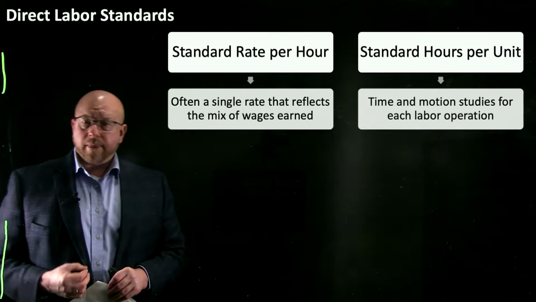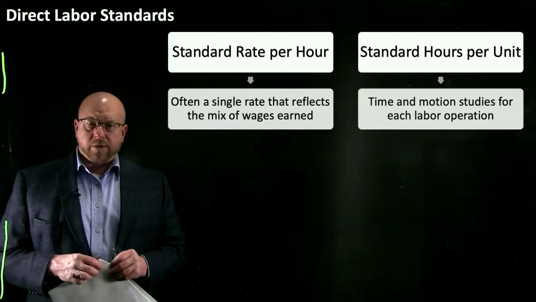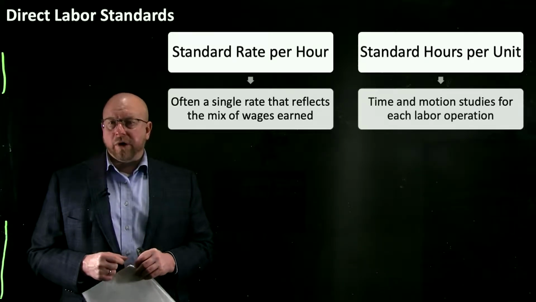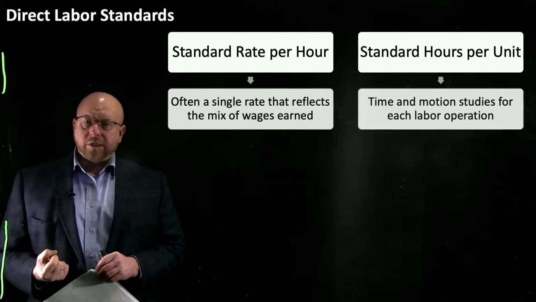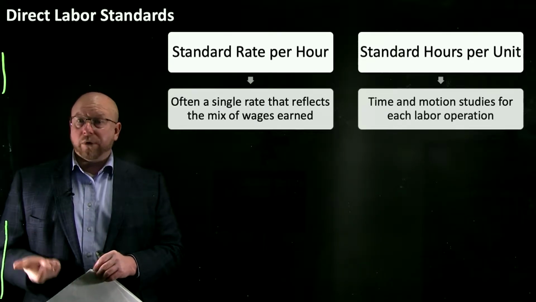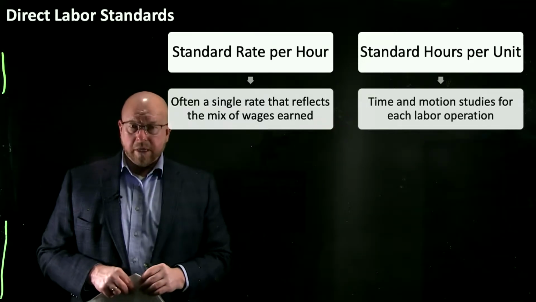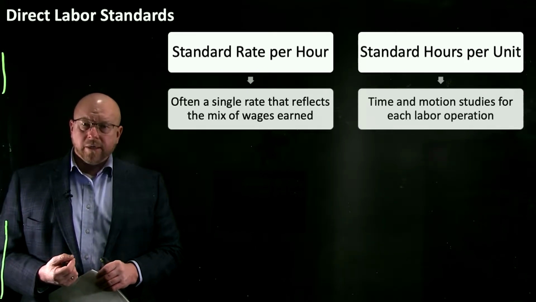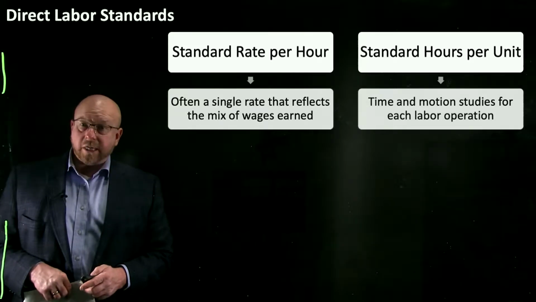When we look at labor, the standard labor rate per hour, a lot of times it's a single rate that reflects a mix of wages earned, but we could disaggregate that if it's appropriate for our company. That's a managerial decision. But either way, we're going to come up with a gold standard for labor. This is what we would expect a fully burdened cost per hour for our employees. And then there are standard hours per unit. How many hours or minutes should it take for people to make this product? And that's where time and motion studies come in and give us some insights to help us set that standard.